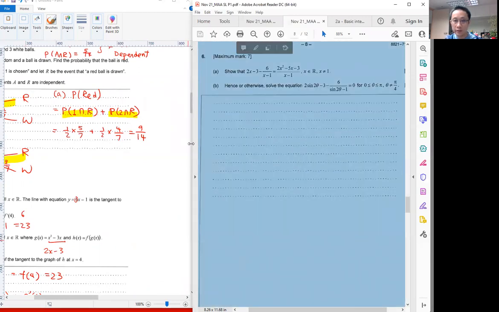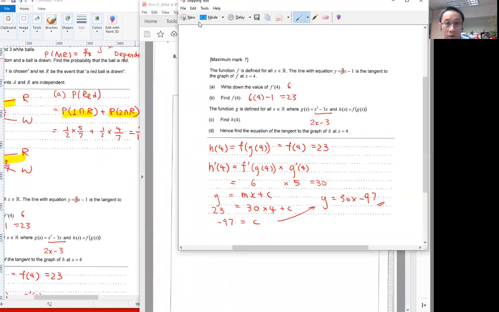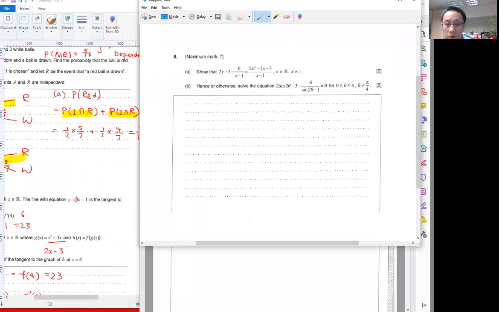Okay, question 6, some algebra stuff. I'll just do on this base. So 2x minus 3 minus 6 over x minus 1 can be put together into a single fraction. 2x minus 3, x minus 1, all minus 6. And if you expand the top, what do you have? 2x squared minus 5x plus 3, and then minus x. And then 3 minus 6 is minus 3.